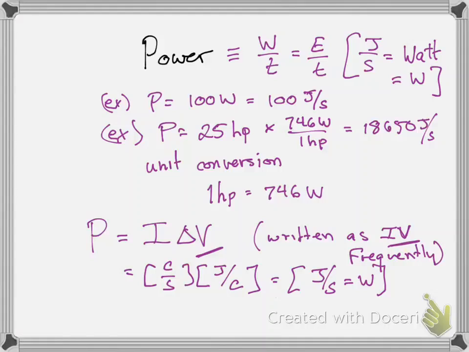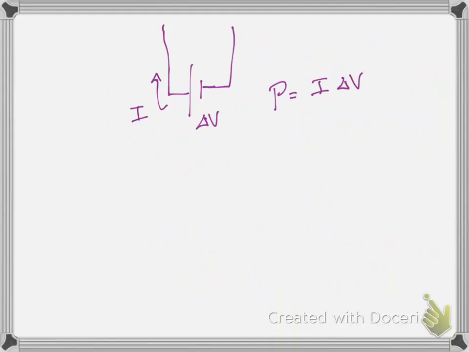So for a circuit that has a voltage source, which has a potential difference of delta V, and that voltage source is providing a current I, let's go ahead and draw that. The power being provided by that voltage source is I times delta V.